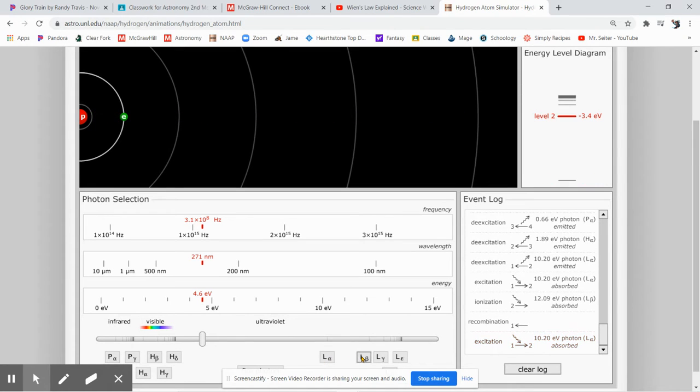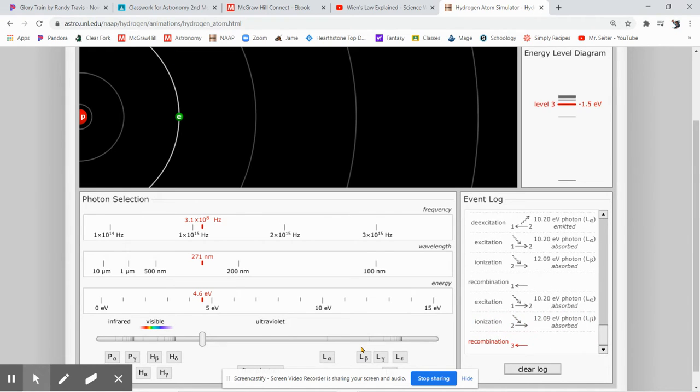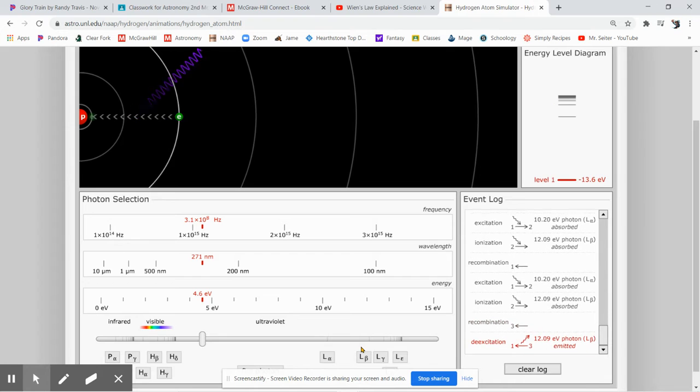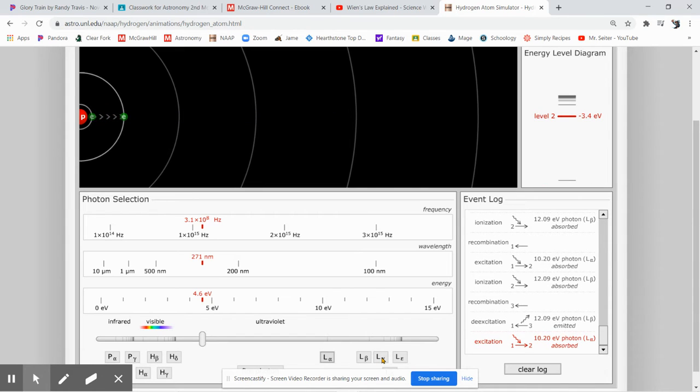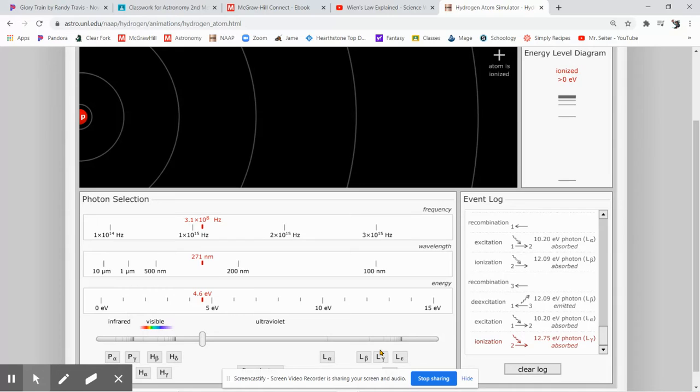Didn't work quite the way I thought it was going to there. Let's see. Boom. There we go. When this electron comes back, it will drop down and give off light. So it gives off that photon. And that's what we're looking at. Okay, that's the way it's working in a gas.